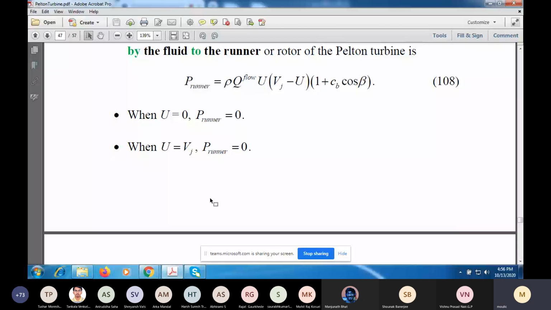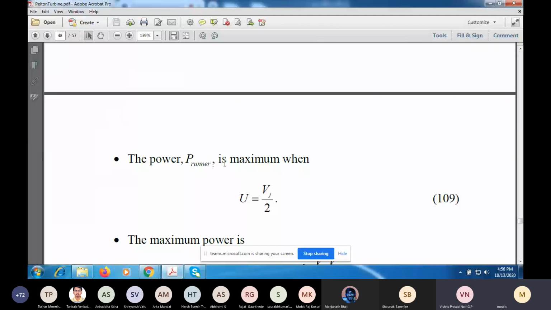Anyone? When u is equal to Vj by 2. Okay, so power of the runner is maximum when u is Vj by 2. That means 2u is Vj. Okay.